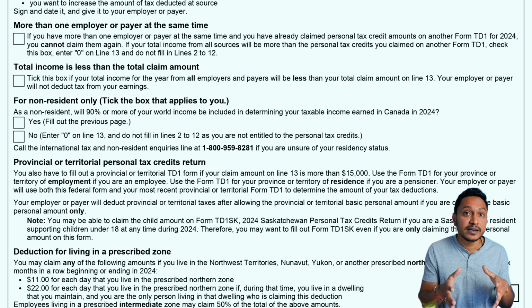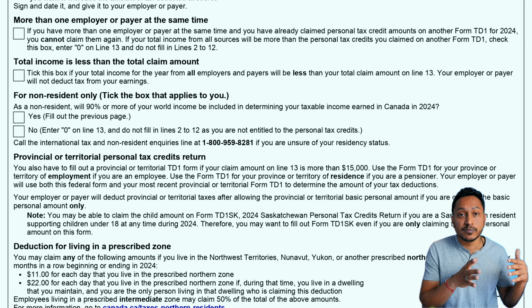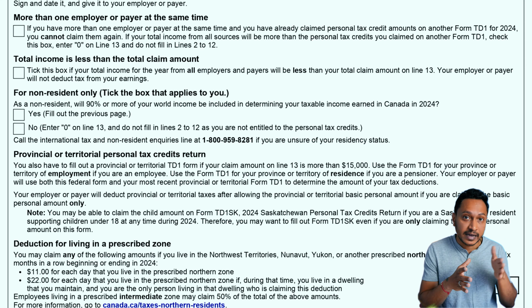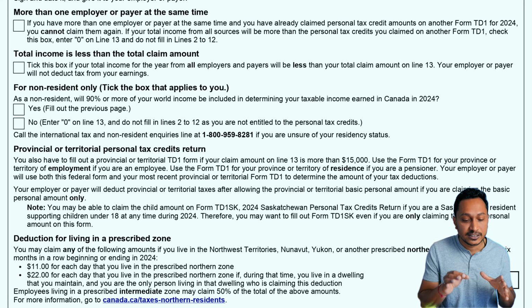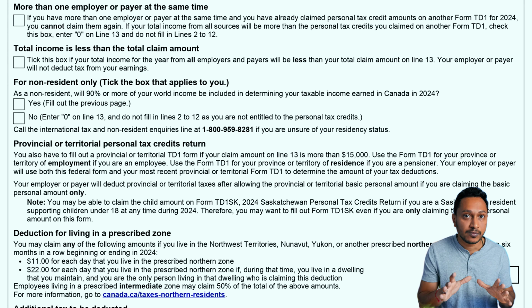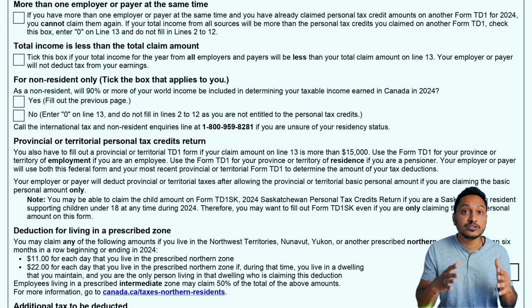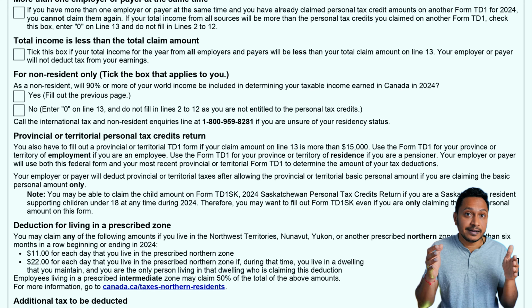But let's say you're filling out this form for the first time this year and you haven't filled out this form before for any of the current employers. In that case, you are claiming these credits for the first time, and you do not have to tick this box, because this is the first time you are filling out this TD1 form for any employer this year for which you are not already working. Please let me know if you have any other questions related to this in the comment section below.